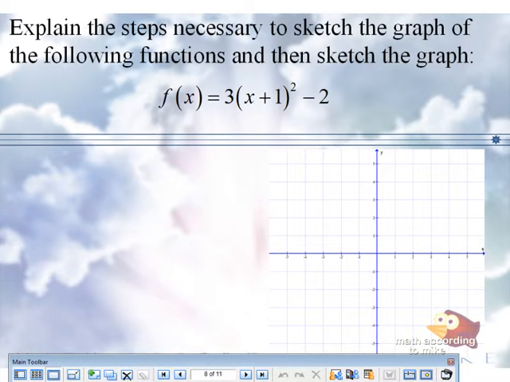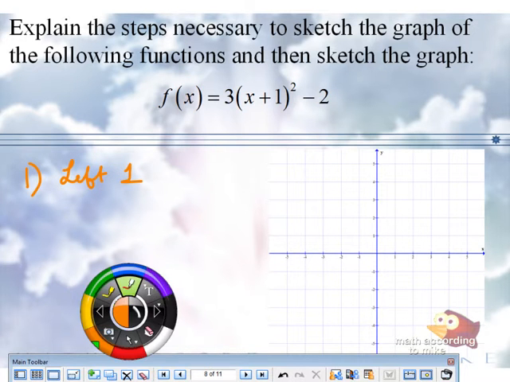The function is f of x equals 3 times the quantity x plus 1 squared minus 2. So we're going to do, again, inside out. You always want to do your k last. Should we go to the left one? Yep, so the x plus 1 says left 1.